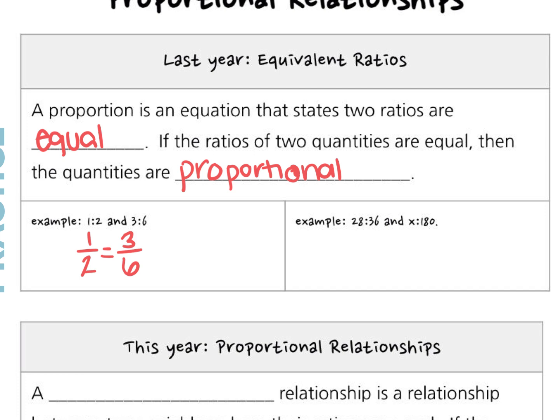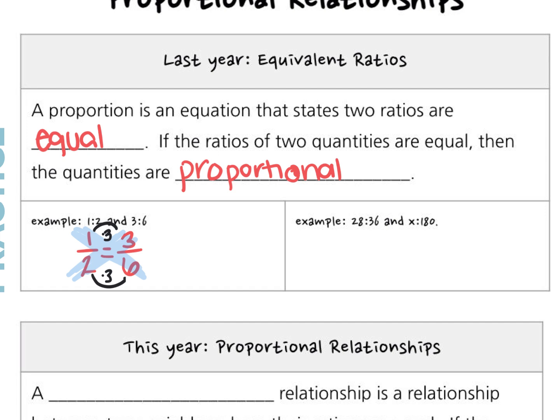Yes, we can check that using cross products. Remember we were doing cross products last week where we said whatever is on this diagonal has to be equal to whatever is on this diagonal. So 1 times 6 is 6, 2 times 3 is 6. Those are proportional. The other way we can do it is by seeing if there's a common multiplier going straight across. So 1 times what gives us 3? 3. Is 2 times 3 on the bottom 6? Because they're multiplied by the same thing, top and bottom, they're also proportional.